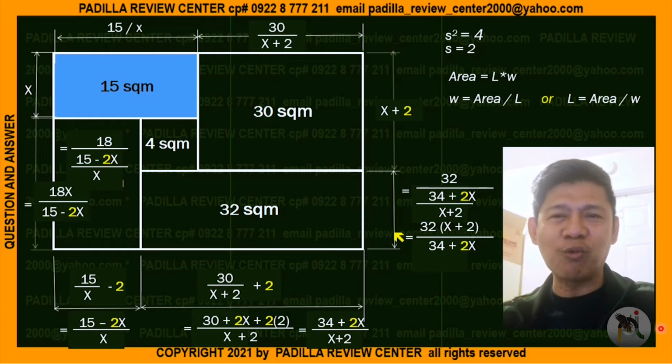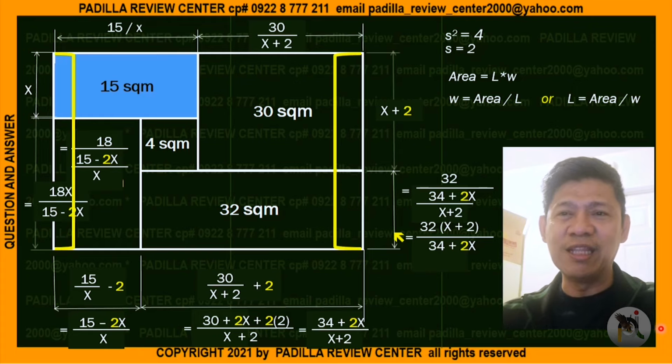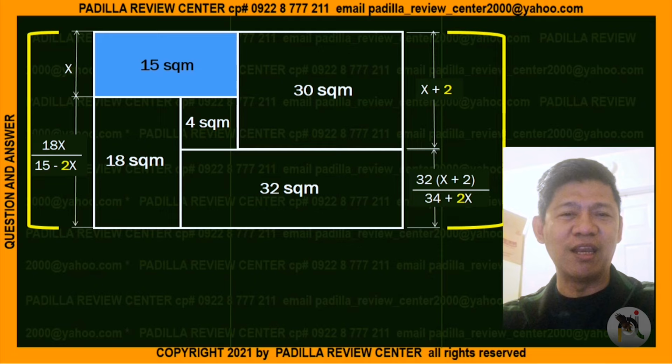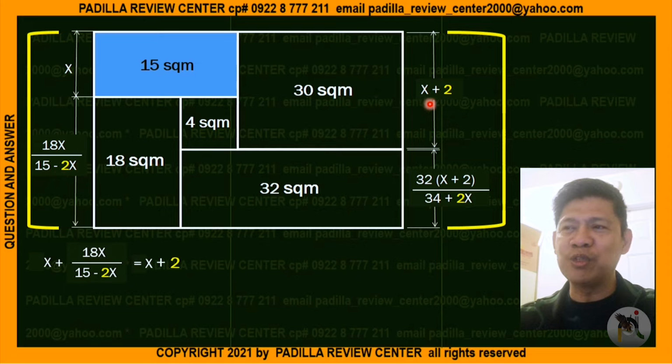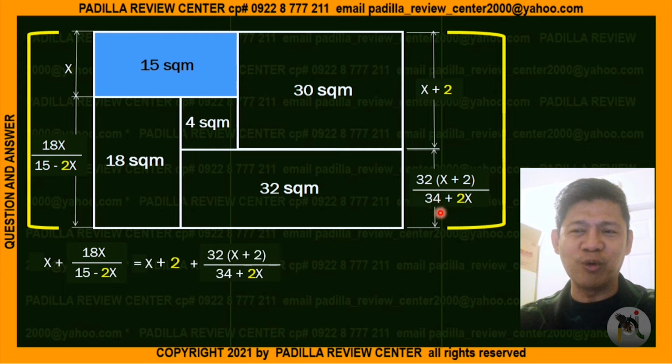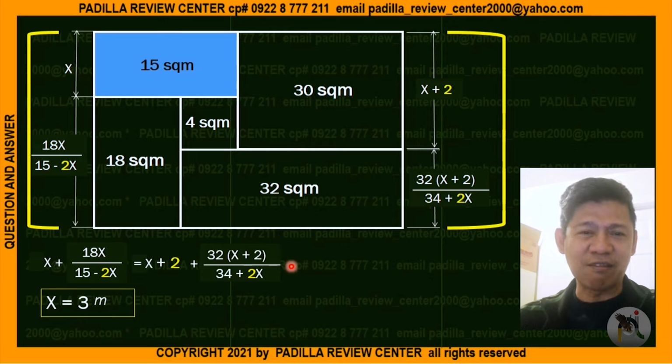So for our key equation, this width left and right are equal. So we therefore have here X plus this one, 18X over 15 minus 2X, must be equal to this, which is X plus 2, plus this one, 32 times X plus 2, over 34 plus 2X. So input this in your calculator, shift solve, you'll be able to get X is 3 meters. So the width of this shaded rectangle is 3 meters.